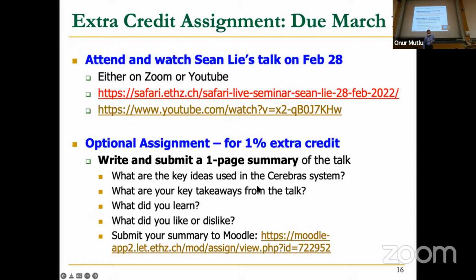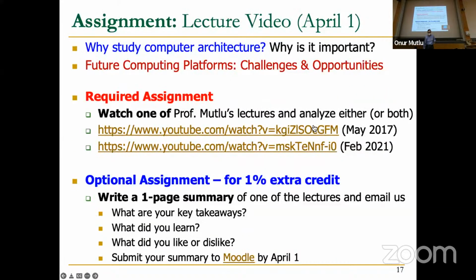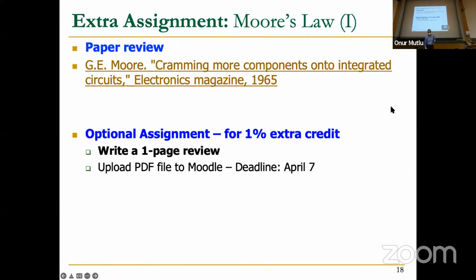Okay, so I'm going to remind you of some of the assignments. Hopefully, these are extra credit opportunities. If you do all of them, you'll get multiple extra credits. That's great. I'll add one more thing, which is Moore's paper.